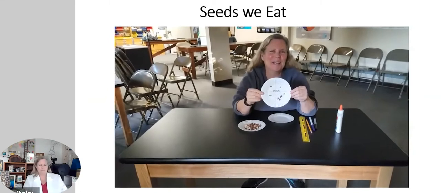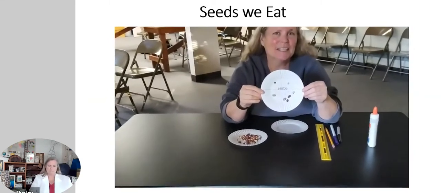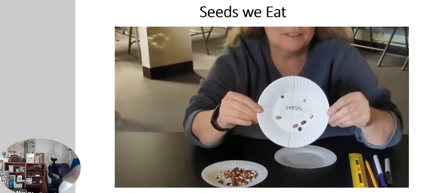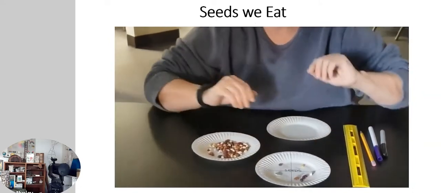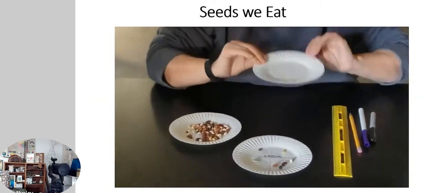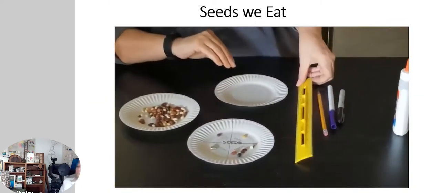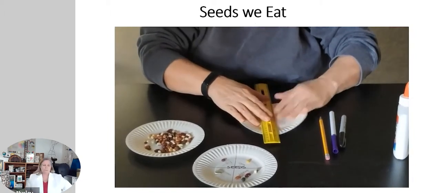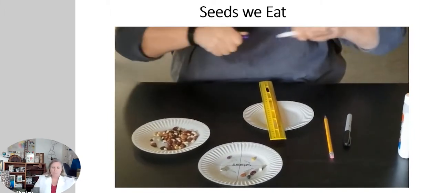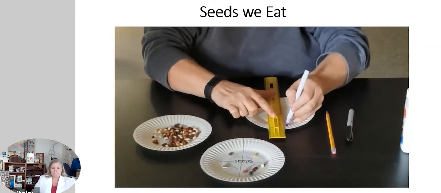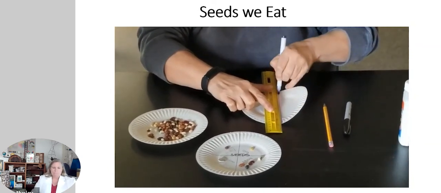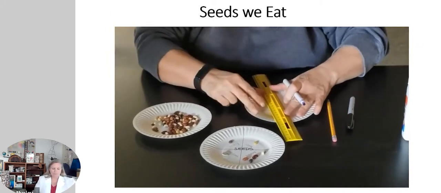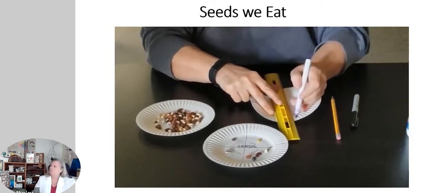We're going to look at your house and see if you can find any seeds that you eat at home. We're going to put it in a display like this on a small paper plate. All you're going to do is take a small plate. I'm going to use a ruler and just guess at what makes the plate about halfway, and use a marker. And then I'm going to again try to guess about halfway again, and use my marker.